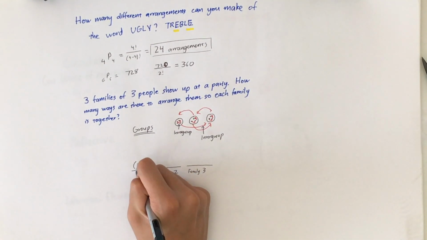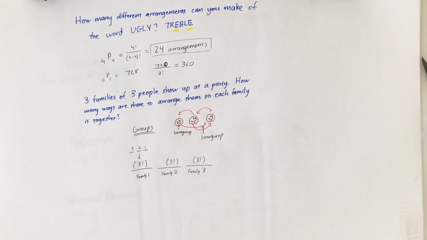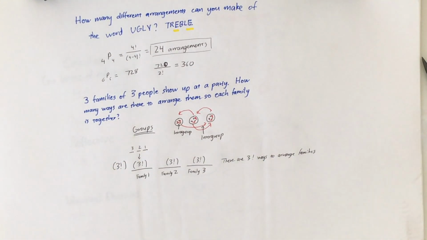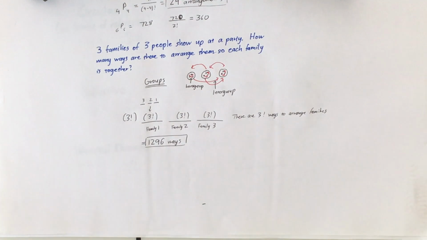The arranging of elements inside a group is called the intragroup arrangement, and between the groups it's called intergroup arrangement. So here, there's 3 factorial ways to arrange each family, 3 times 2 times 1, but there's also 3 factorial ways to arrange each of the groups, since there's 3 blanks. So you would multiply everything by 3 factorial once again. And if you solved it all, then you would get that there are 1,296 ways to arrange them.